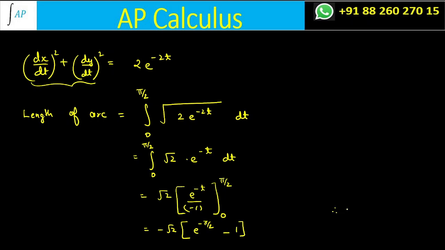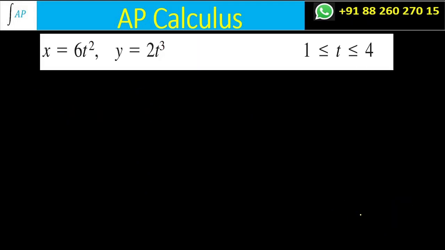So therefore the final answer will be, if you distribute minus 1 inside, root 2 times 1 minus e to the power of minus pi by 2. This is going to be the final length of the arc. This is the question we can solve without a calculator. Let's see the next one.